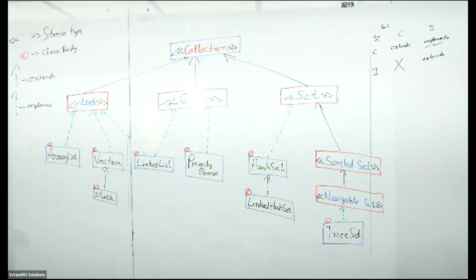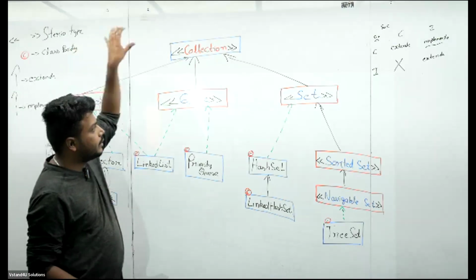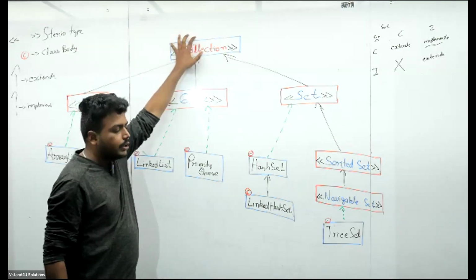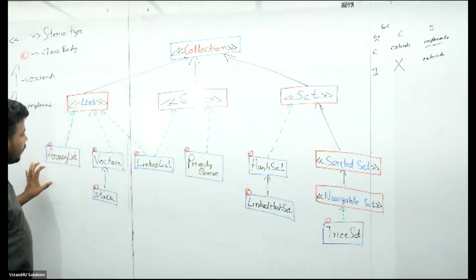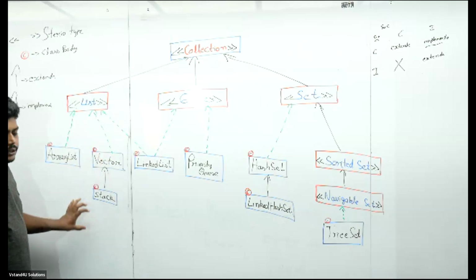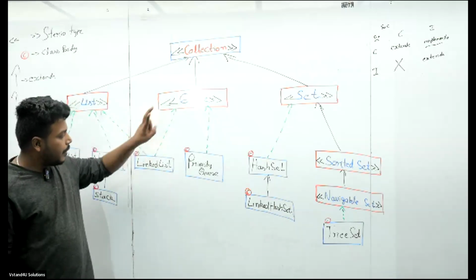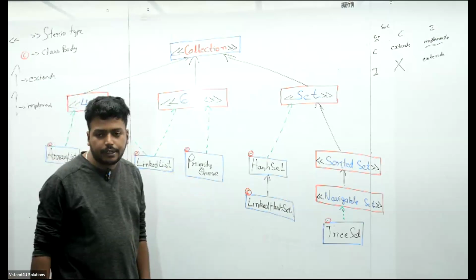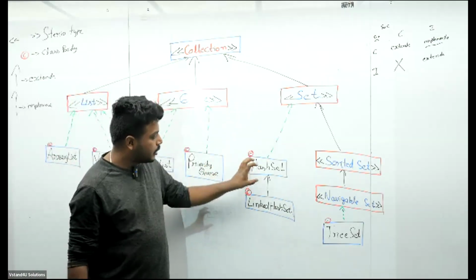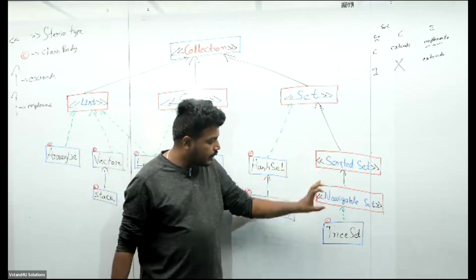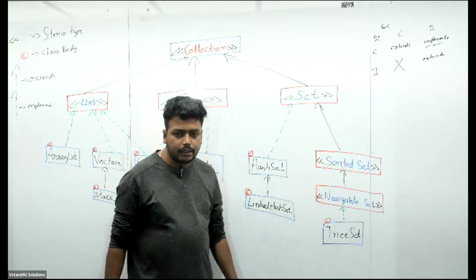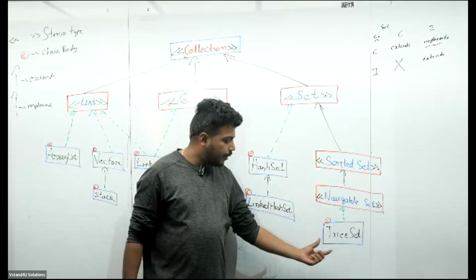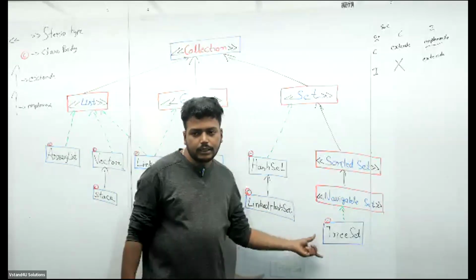Guys, I told you this is the collection hierarchy. In collection hierarchy, the supermost class is collection. The subclasses are list, queue, and set. In list we have four subclasses: array list, vector, stack, and linked list. In queue, we have two subclasses, linked list and priority queue. In set, we have two subclasses and two interfaces: hash set and linked hash set, sorted set and navigable set. In navigable set, we have another subclass called tree set.